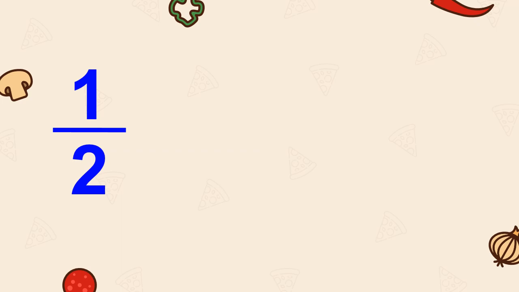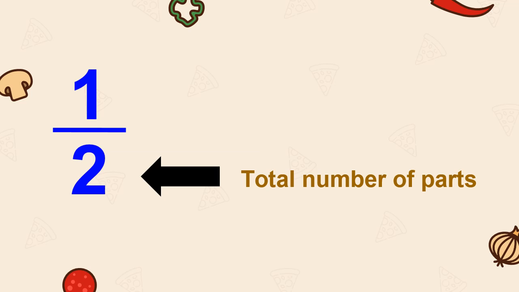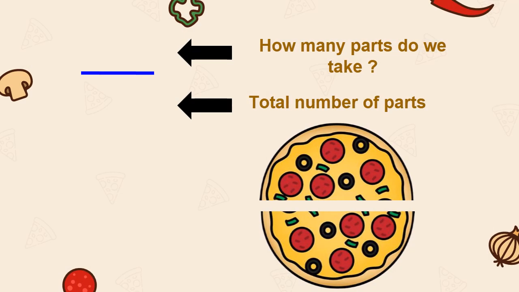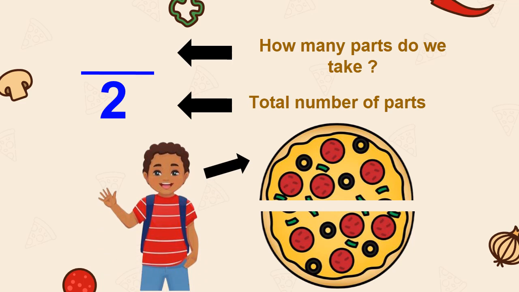The bottom number shows the total number of parts. The top number shows how many parts we take. Let's go back to our example. The total parts of the pizza here are 2 parts. So we put 2 at the bottom and Mark just takes 1 part. So Mark gets 1 half of the pizza.